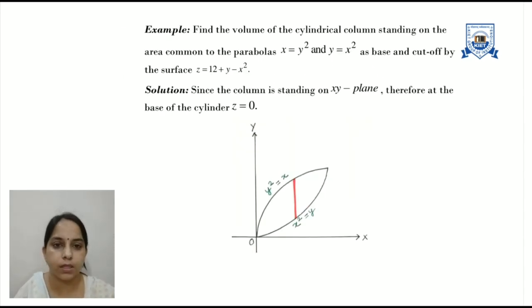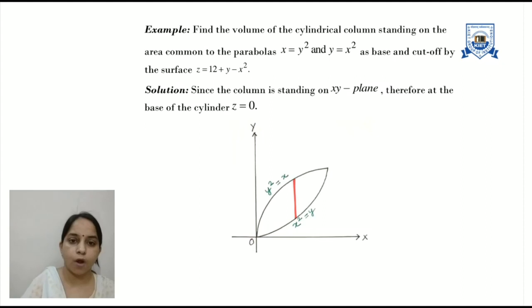Now in this question, I am describing how to use triple integration to find the volume of a given solid. So going through the question, we are to find the volume of the cylindrical column that is standing on the area common to the parabolas x equals y square and y equals x square as a base and cut off by the surface z equals 12 plus y minus x square.